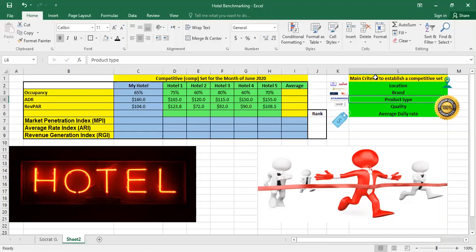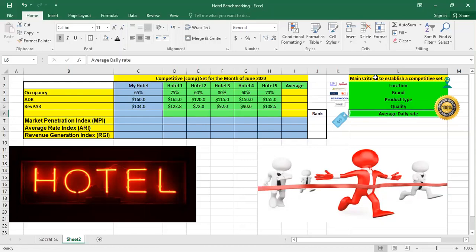And it means facilities available at the hotel. The product type could be classified as full service, limited service, and extended stay hotels. The fourth criteria is quality, and it refers to the condition of the hotel's facilities and guest rooms. Because we might have the same product type, however, one hotel is new and the other hotel is old and not renovated. So here we have the same brand, the same product type. However, the quality of service delivered is different.